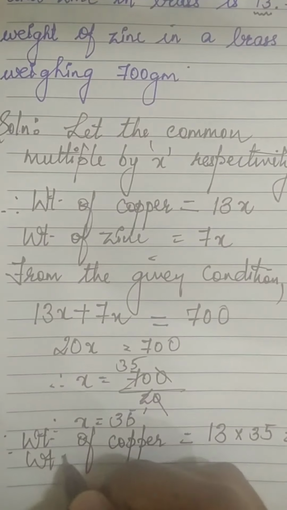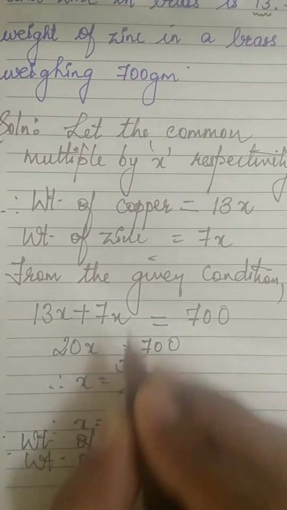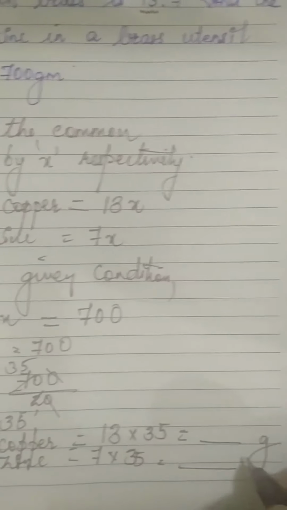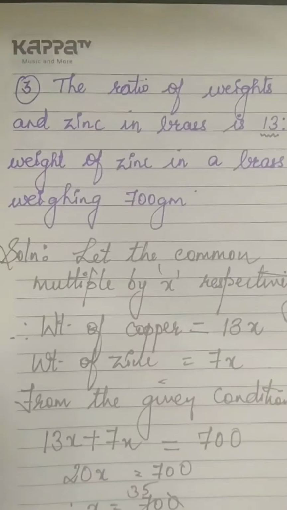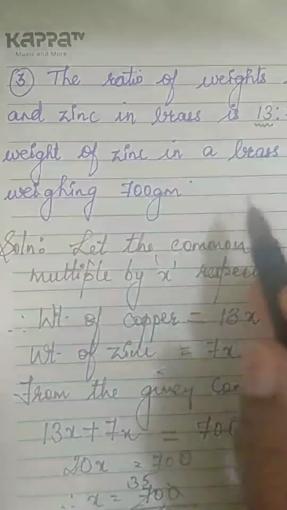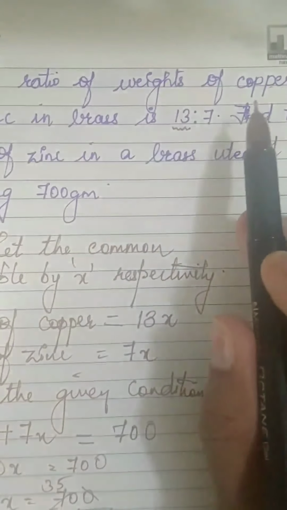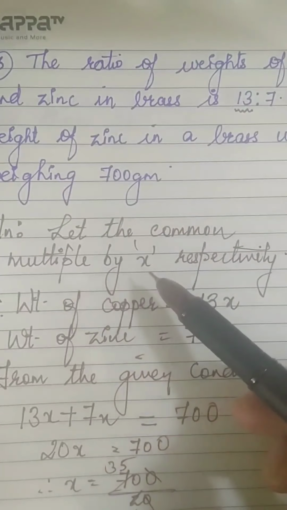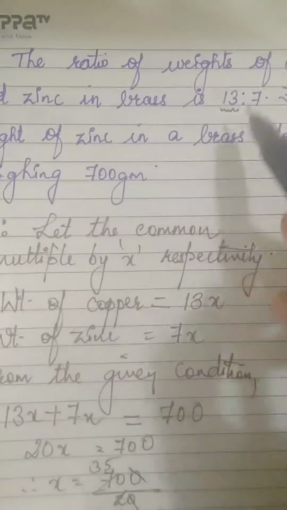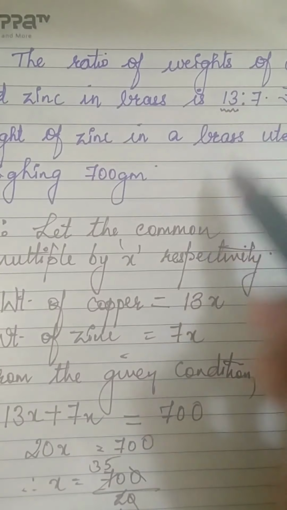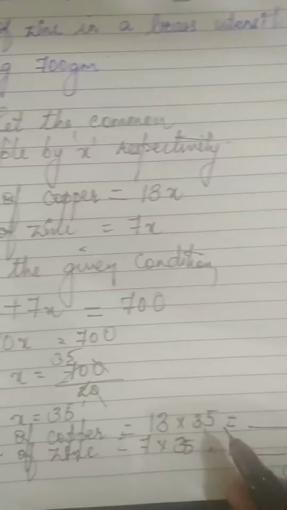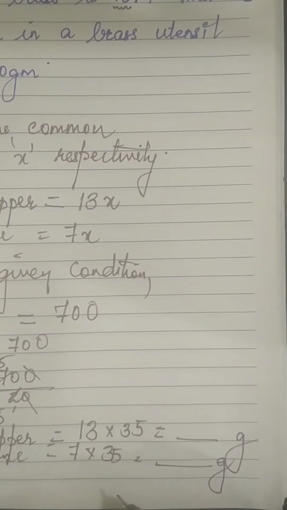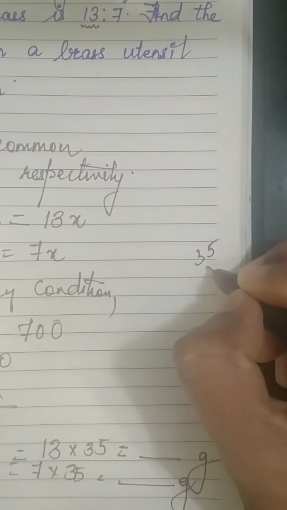What is the weight of zinc? Weight of zinc is 7x. 7 into 35. Find the answer and write grams. Okay, children, please keep this question in mind. This is the favorite question. Any question regarding ratio, ratio is given, so you will take the step as let the common multiple be x respectively. So copper will be 13x and zinc is 7x. So we got how much? 13 into 35, multiply and get the answer. So 35 into 7, multiply and get the answer. Check whether you are getting the answer correctly.